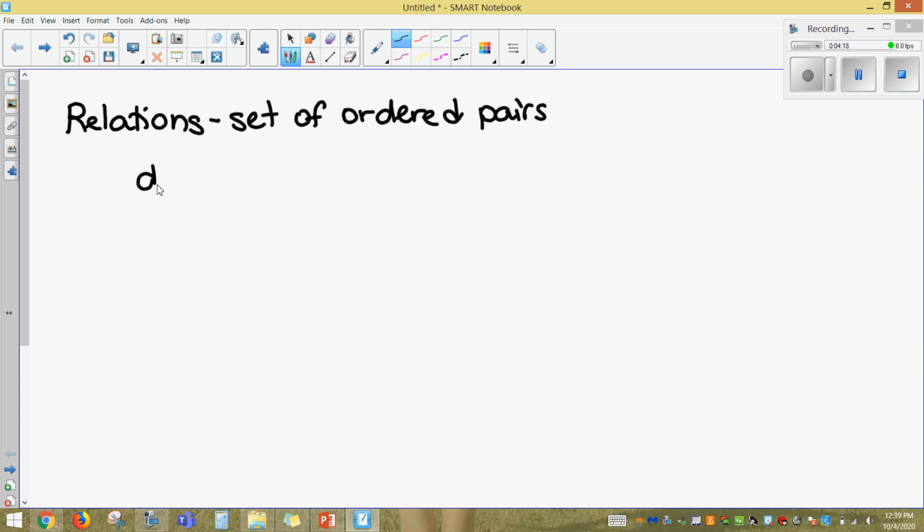Now, every relation has 2 parts to it. It has the domain and it has the range. We may or may not have talked about either of these phrases in the class at this time, depending on which class you're in with me right now. So we'll either remind you or let you know that the domain is the set of x values that are used in our relation. The domain is the set of x values.